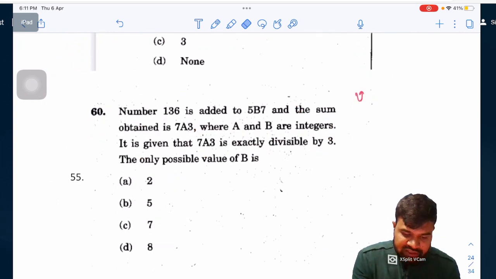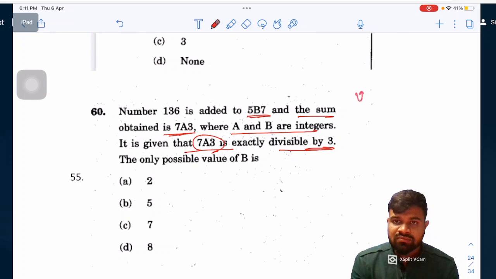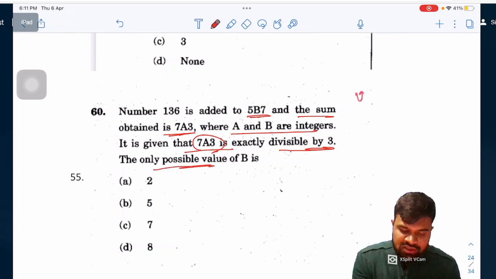Again, same question. 136 is added to 5b7, and the sum obtained is 7a3. A and B are integers. 7a3 is exactly divisible by 3. Now, similar questions have been asked many times with the same values. 7a3 is divisible by 3.